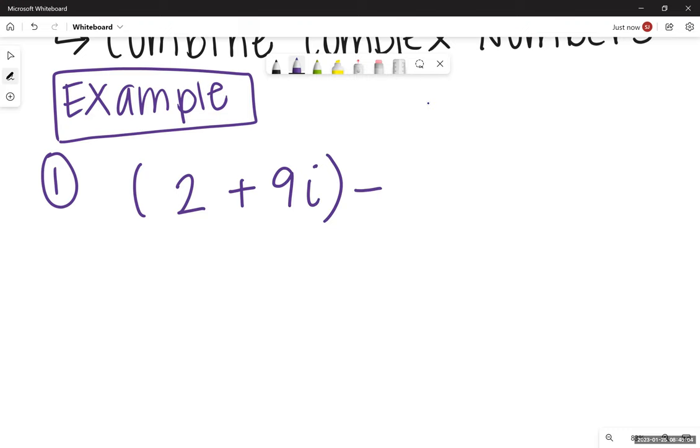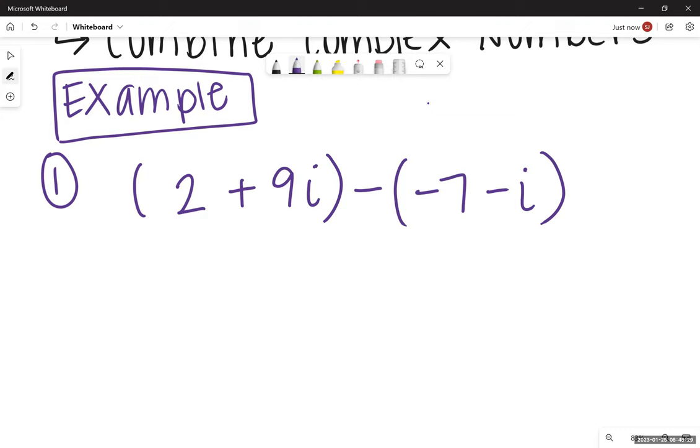Minus, whatever you want to say there. Open, negative 7, negative i, close. All it tells me to do is to combine, or it may even say add or subtract the following. Some things will be added, some things will be subtracted. So I think saying combine them or just solve is a little bit easier.